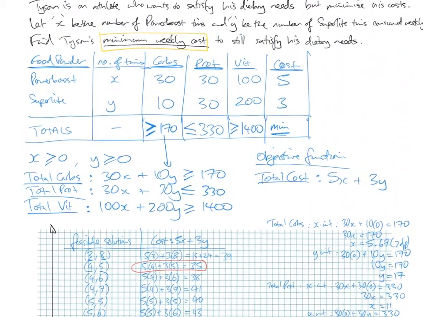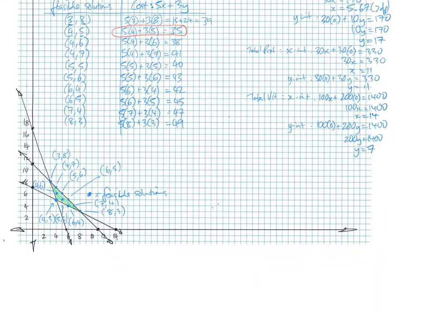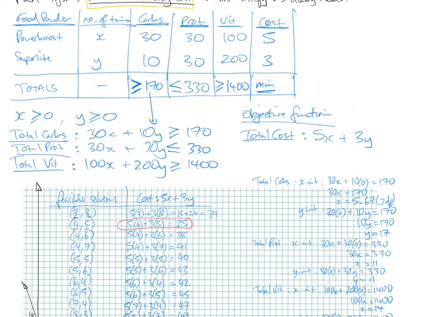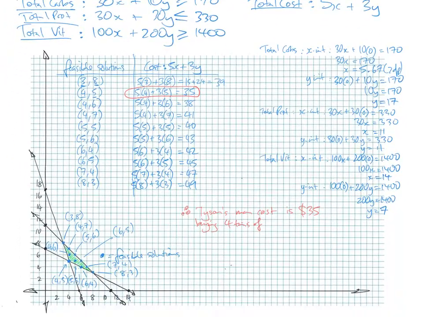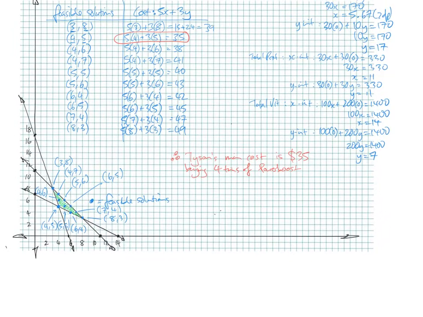So have we answered the question? Find Tyson's minimum weekly cost to still satisfy his dietary needs. Yes, we have found it. Therefore, Tyson's minimum cost is $35, buying 4 tins of, what was it called again? Power Boost. Tins of Power Boost. And what was the other variable? 5 tins of Super Light.